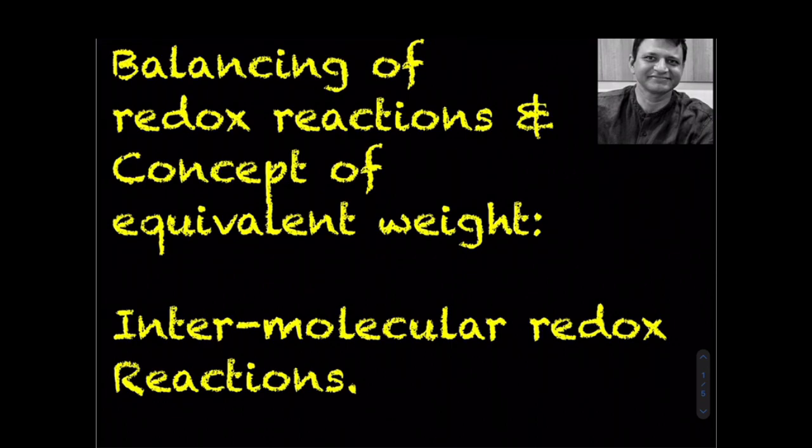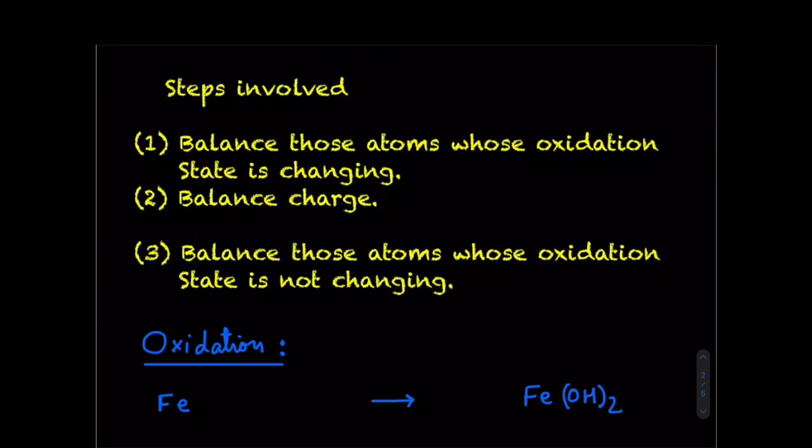तो अगर हम intermolecular redox reaction की बात करें, then in this intermolecular redox reaction, one chemical species will give electron, the other chemical species will take electron. So now we have to learn how to balance an intermolecular redox reaction. In balancing any redox reaction, there are three steps involved.